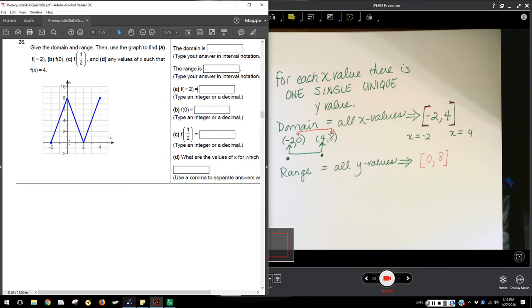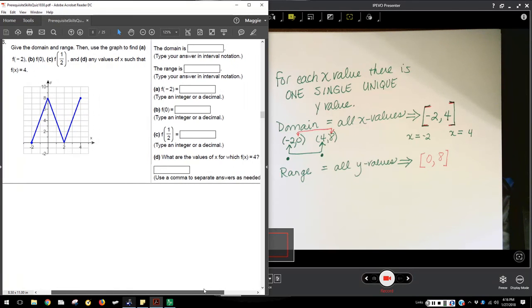f of 0 says let x be 0. Determine what the y value is, and that would be 8. So the answer to part B is 8. f of 1/2. 1/2 is about halfway between 0 and 1. So giving your best estimate, going straight up from 1/2, it appears that that's about 6. So f of 1/2 would be approximately 6.